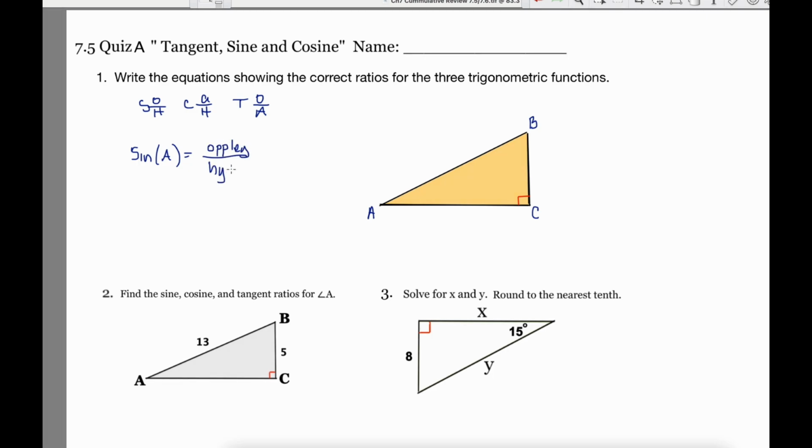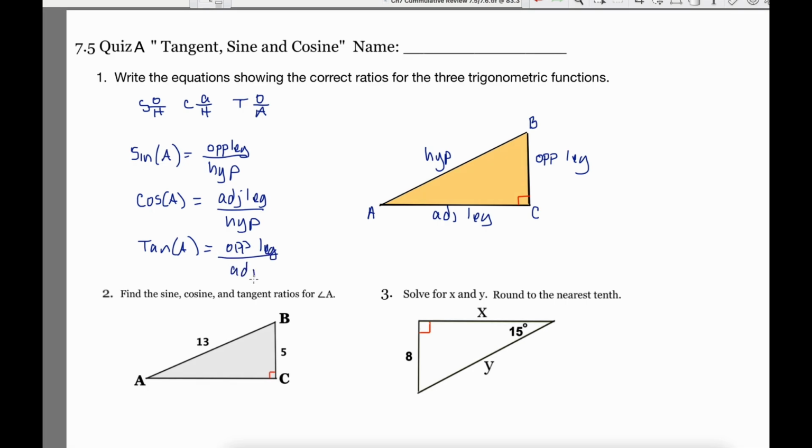With this little triangle that I made here, ABC, we can label relative to angle A our opposite leg, our adjacent leg, and our hypotenuse. So we've got sine A is opposite leg over hypotenuse. We have cosine A equals the adjacent leg over the hypotenuse. And the tangent of A is the opposite leg over the adjacent leg.